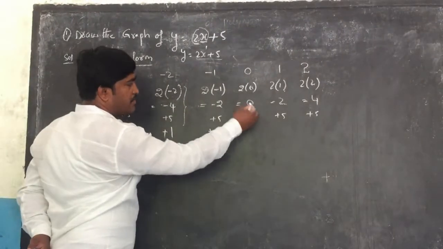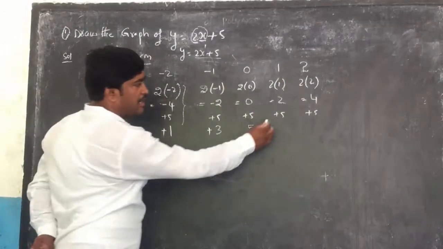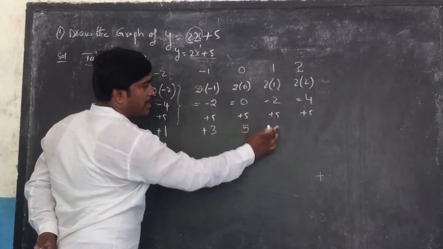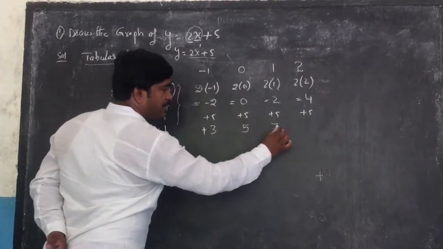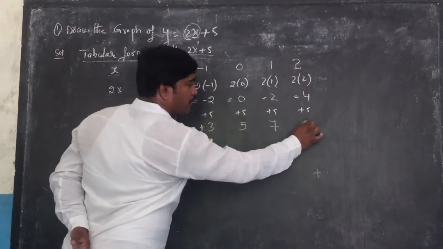Now 5 plus 0, if we add anything to 0, the value remains the same. Now similarly here, both have plus signs, so 5 plus 2 is 7. Similarly 5 plus 4 is 9.